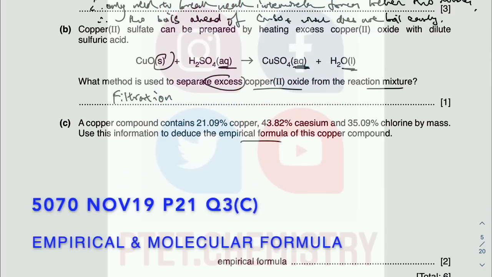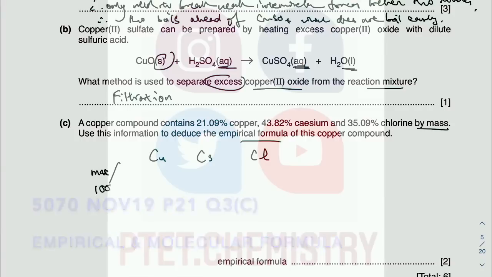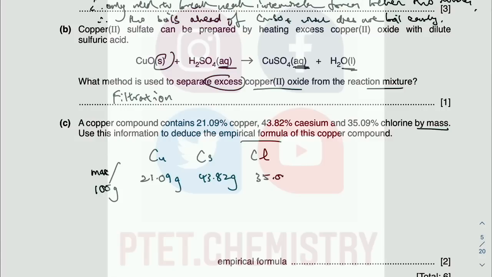Next bit, empirical formula. So work out copper, cesium, and chlorine by mass. So you will see that the total percentage adds up to 100%. So this is mass per 100 gram. So you can convert it into 21.09 gram, 43.82 gram, 35.09 gram. Then work out the mole. So the mole is going to be the mass divided by the atomic mass, sorry.